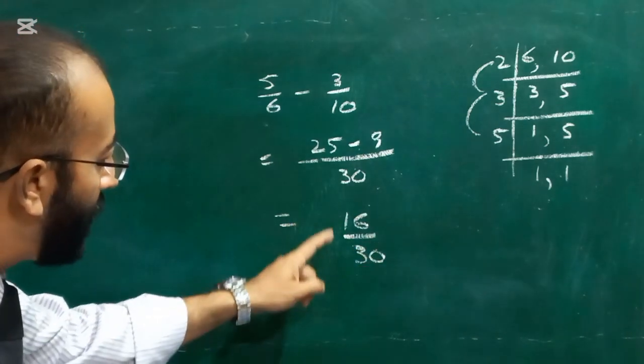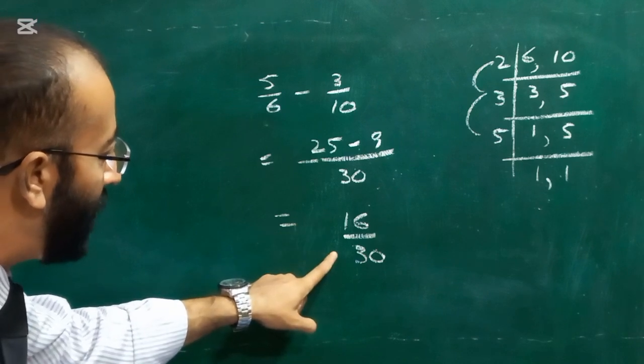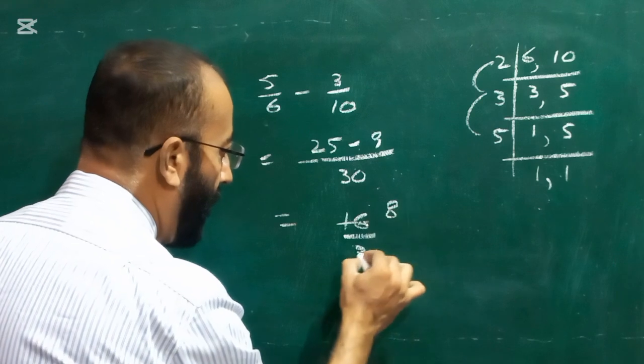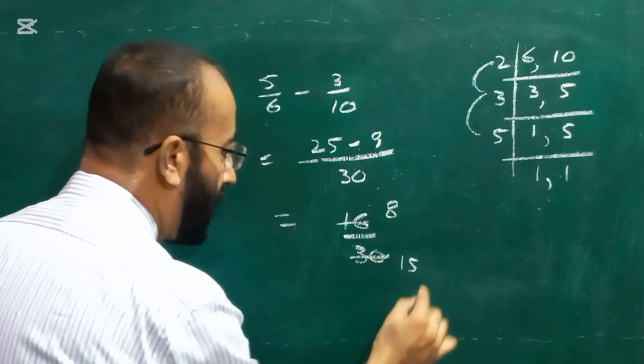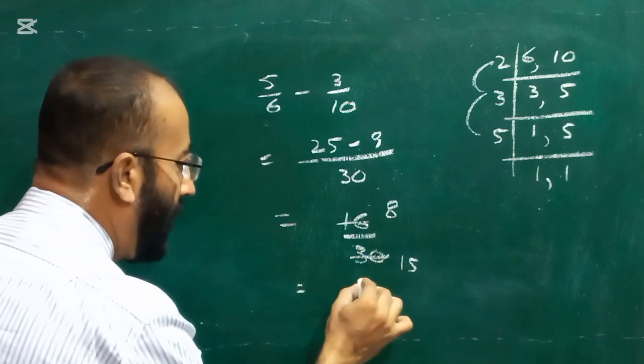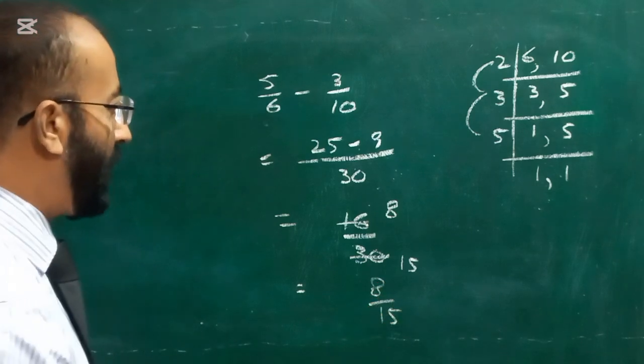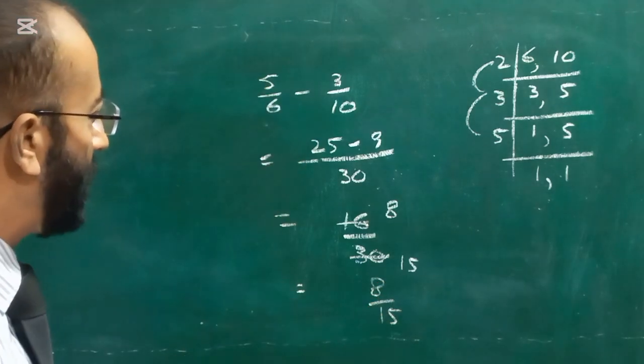So these two numbers come in the same table, so cancel them. So 2 8s are 16 and 2 15s are 30. So 8 by 15 is the simplest form of this question. So this is the answer.